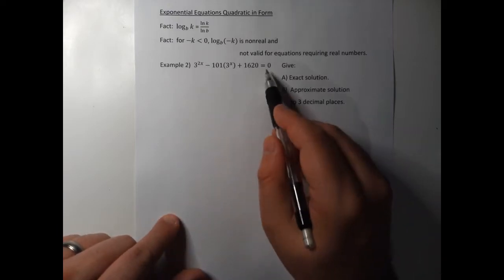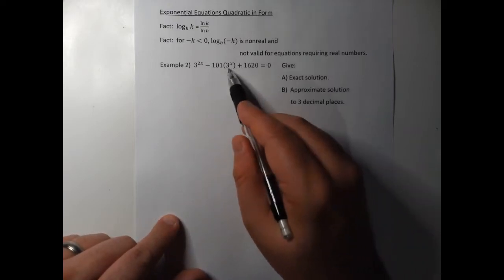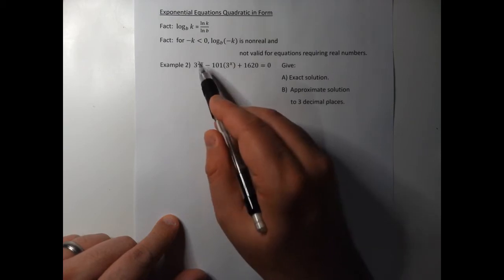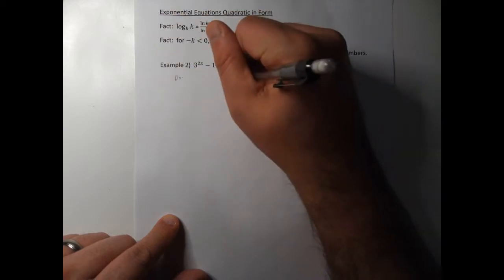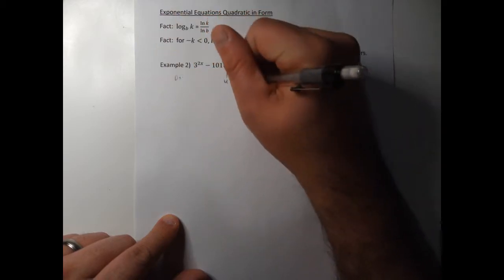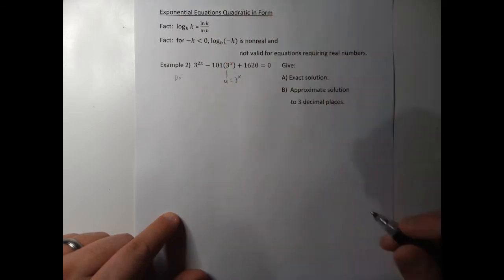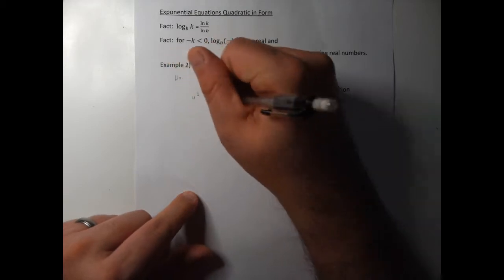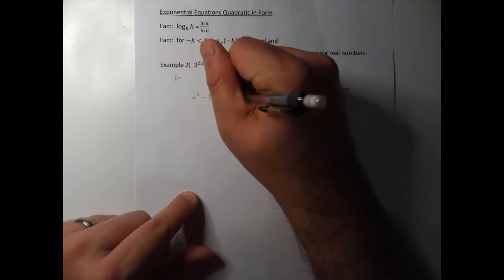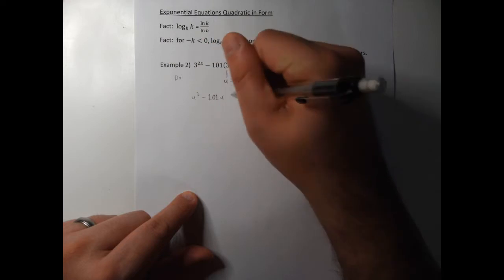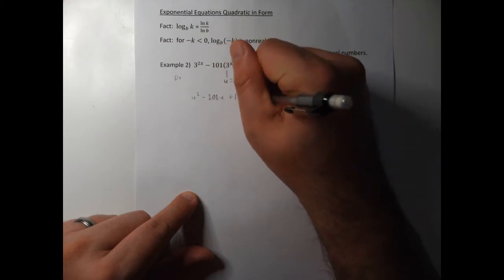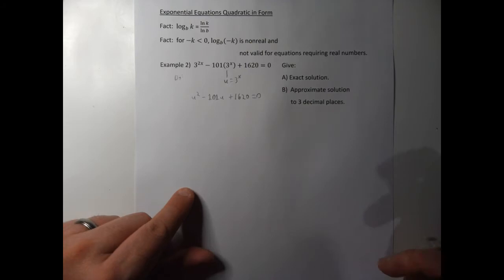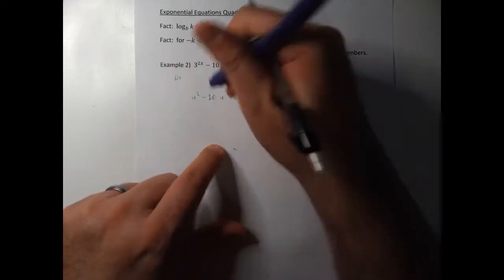This next one is the same situation. Equals 0, a constant, 3 to the x and 3 to the 2x. This power is double that power. So u will represent the lower power, in this case, 3 to the x. So I have u squared minus 101u plus 1620 equals 0. Okay, I'm going to try to write that one a little bit more legibly.